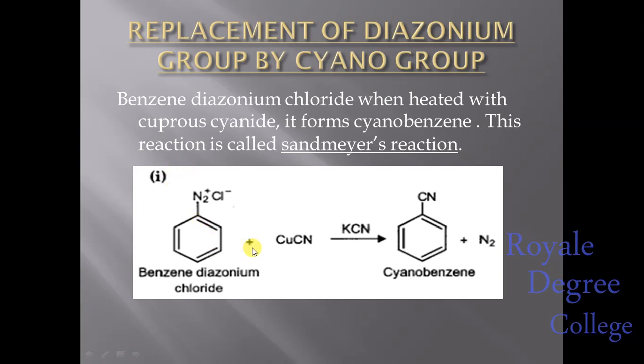In that we are adding CuCN, which is named as cuprous cyanide, and the reaction will take place in the presence of potassium cyanide. So what will happen here? This N2 group from the benzene diazonium chloride is coming out as nitrogen gas. Then this Cl is coming out reacting with Cu, and one more side product we get, that is CuCl, and in place of N2 plus Cl minus, CN is substituted. So benzene ring single bond CN is named as cyanobenzene.